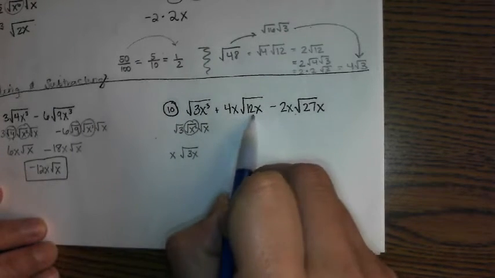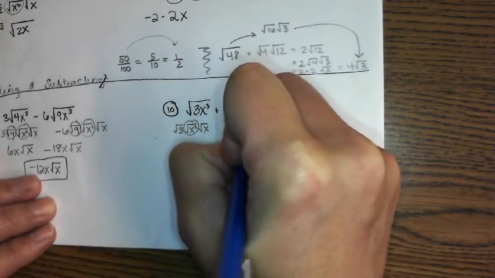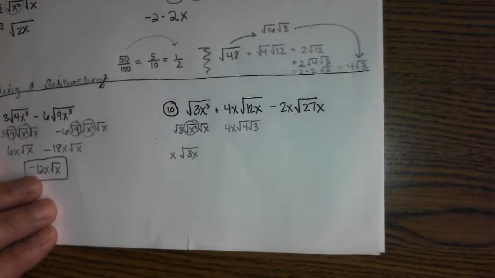And we move to the next problem. Biggest perfect square that goes into 12? 4. So root 4, root 3.